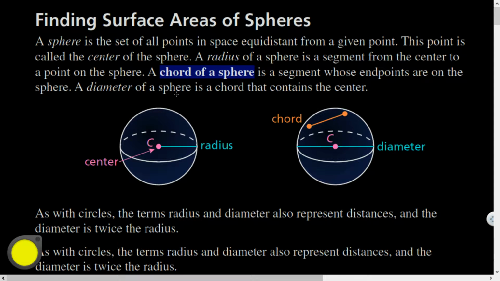A chord of a sphere is a segment whose endpoints are on the sphere. So that would be like any tunnel you could dig that would pass through the Earth, as long as it comes up somewhere else on the Earth. That would be the length of your tunnel there.